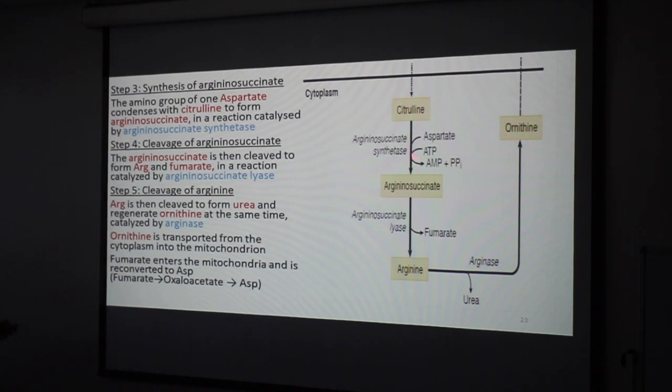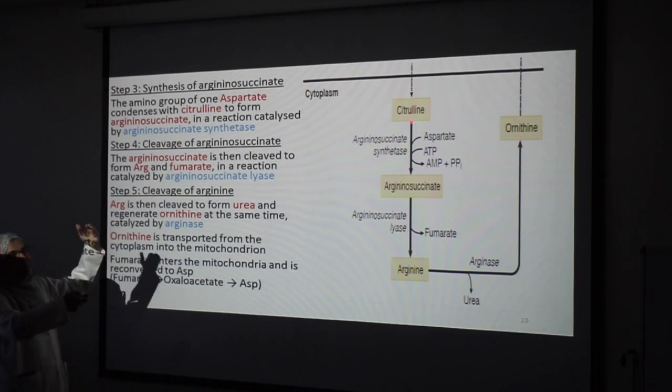The second amino group is donated from aspartate. So if in a test I ask you, which enzyme contributes the amino group of aspartate? The amino group in aspartate is coming from where? From which enzyme? AST. Okay, it's coming from AST. It's not coming from this enzyme.